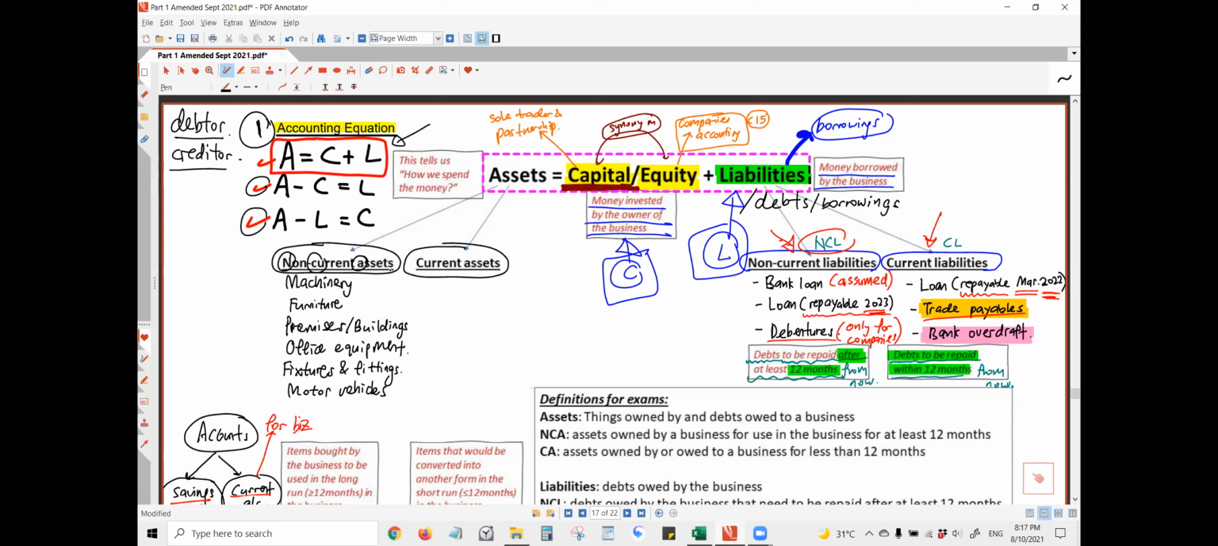Now let's see why we bought these things for our business. Just now I told you that C is a sum of money you invested. L is a sum of money you borrow from outside people. So you use these two sums of money to buy things for your business. The first thing I wrote for you is machinery.